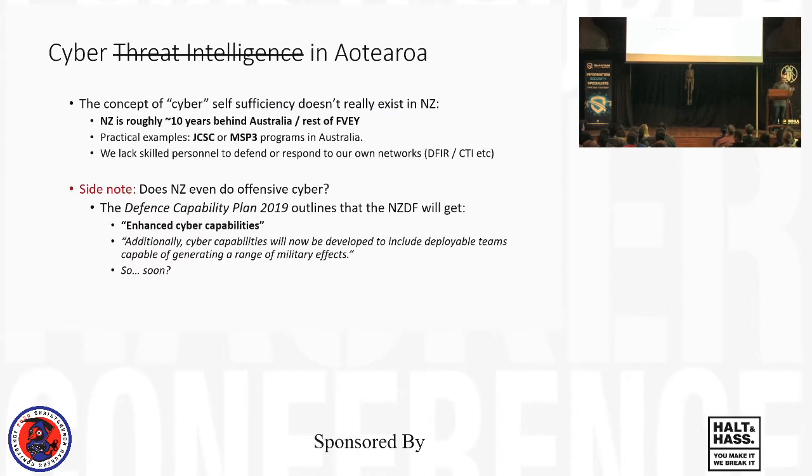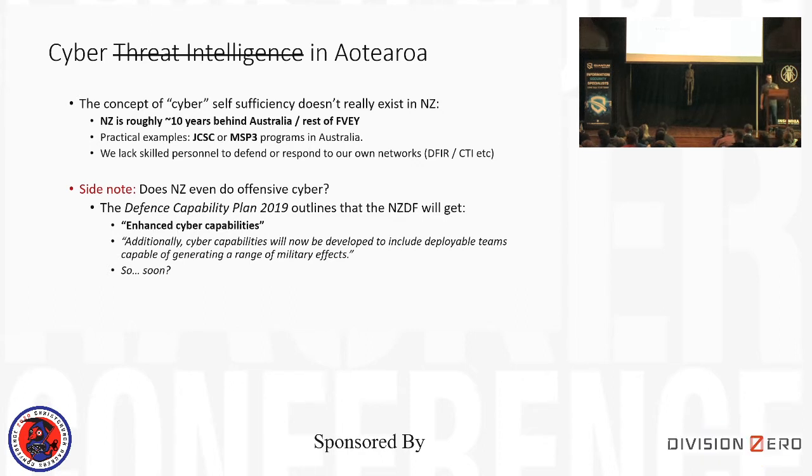So if we abstract ourselves a little bit higher and look down at what we've talked about, we can see that New Zealand doesn't really have any sign of cyber self-sufficiency in a broad sense. I like to say that we're roughly 10 years behind Australia, and to try and quantify that, I'd encourage you to look at some of the programs they have over there, like JCSC or MSP3, as examples of reasonably affordable and practical things that we don't have any direct equivalency to in New Zealand.